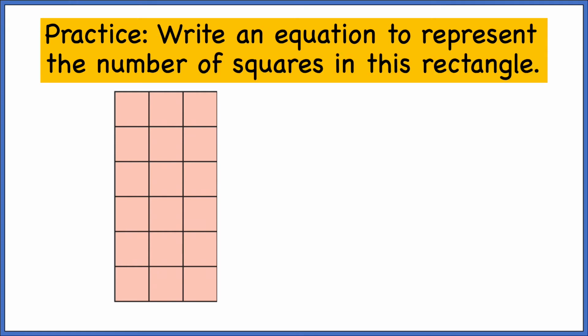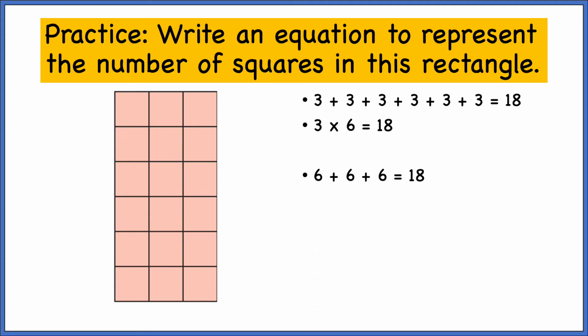Write an equation to represent the number of squares in this rectangle. You can create a repeated addition equation, such as 3 plus 3 plus 3 plus 3 plus 3 plus 3 equals 18. It's a very long equation. Or a multiplication equation, such as 3 times 6 equals 18, right? Because there are 6 threes. 1, 2, 3, 4, 5, 6. That's where that comes from.